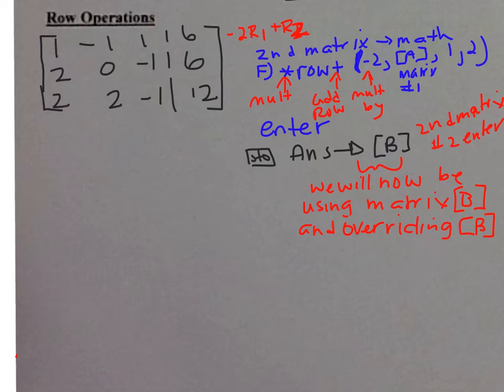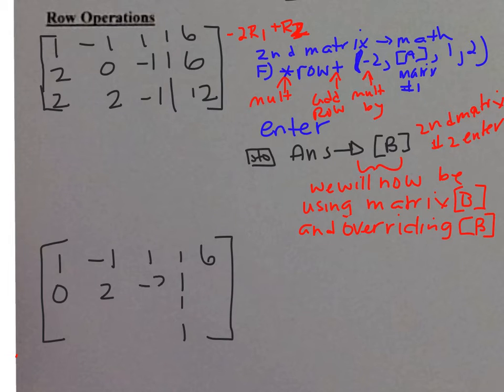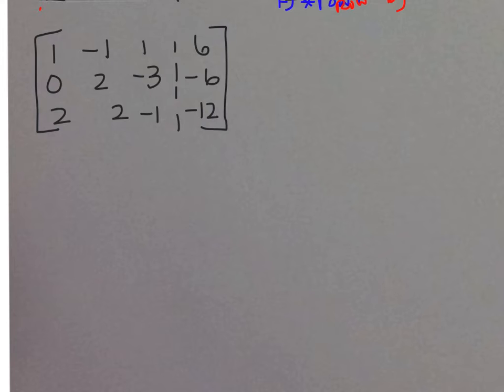All right, write down your new matrix. All right, so my new matrix is 1, -1, 1, 6, 0, 2, -3, -6, 2, 2, -1, -12. Okay, so now let's see what we need to do. I'm just going to move this stuff up. Okay, so it looks like I want to get this to be a 0. So I'm going to multiply row 1 by -2 and add it to row 3. So it's -2 row 1 plus row 3.